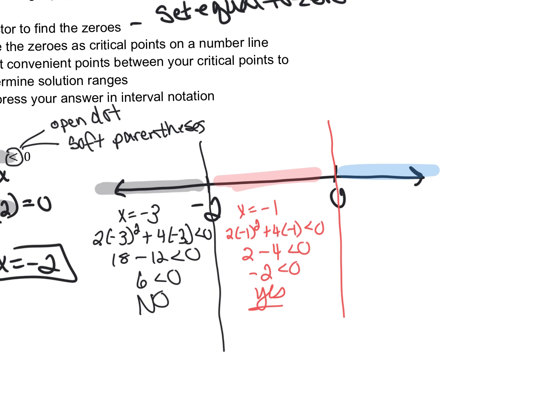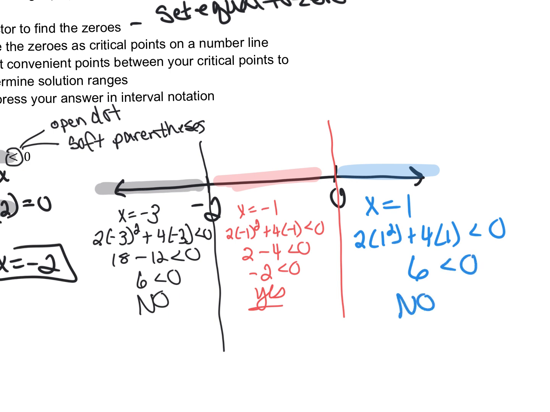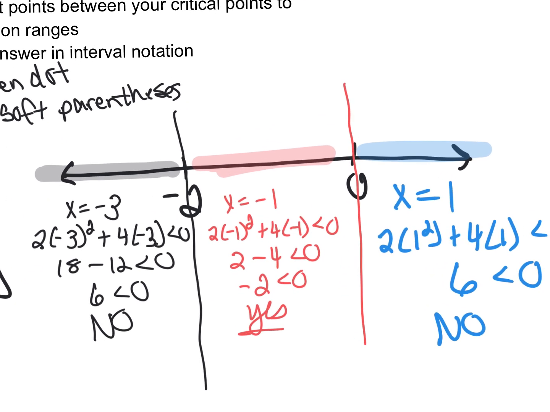If we try a number greater than 0, let's pick 1. That's a nice, easy number. So we'd have 2 times 1 squared plus 4 times 1 is less than 0. 2 times 1 plus 4 is 6, is less than 0, and that's a no, which means the only part of our graph that would be true would be this section right here.